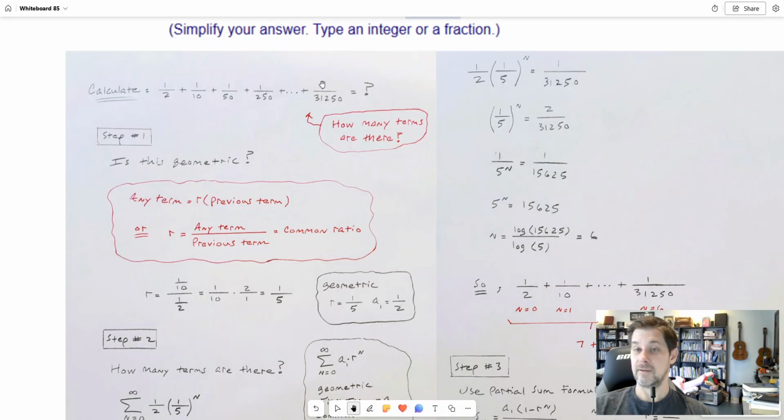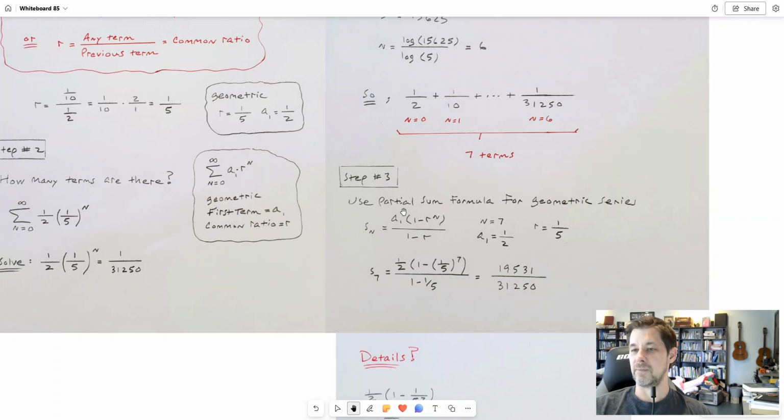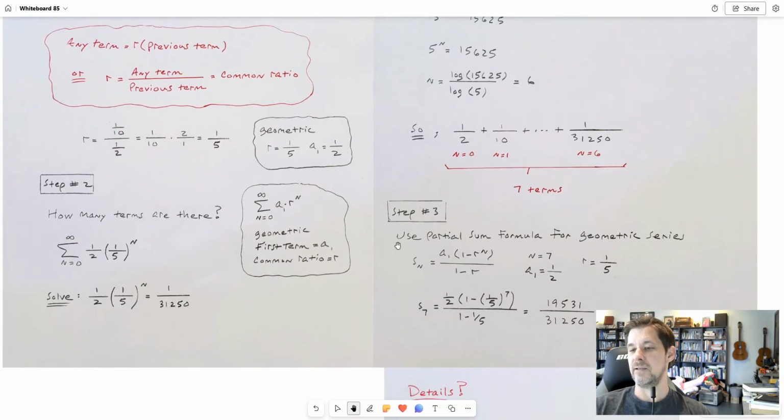Now, if I want to calculate 1/2 plus 1/10 plus 1/50th all the way to 1 over 31,250, I would just have to know how many terms there are. Here's the reason. There's a formula to calculate the partial sum of a geometric series. It says Sn equals a1 times (1 minus r to the n power) over (1 minus r). In that formula, n is how many terms you want to add up, a1 is the first term, and r is the common ratio. So if I know how many terms are here, then I can go straight to this formula.